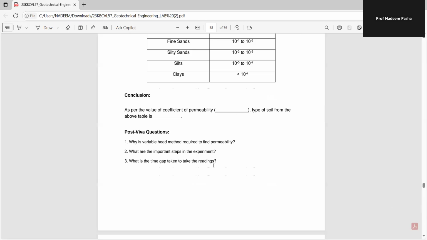Post viva questions. Why is variable head method required to find permeability? What are the important steps in the experiment? What is the time gap between taking the readings?